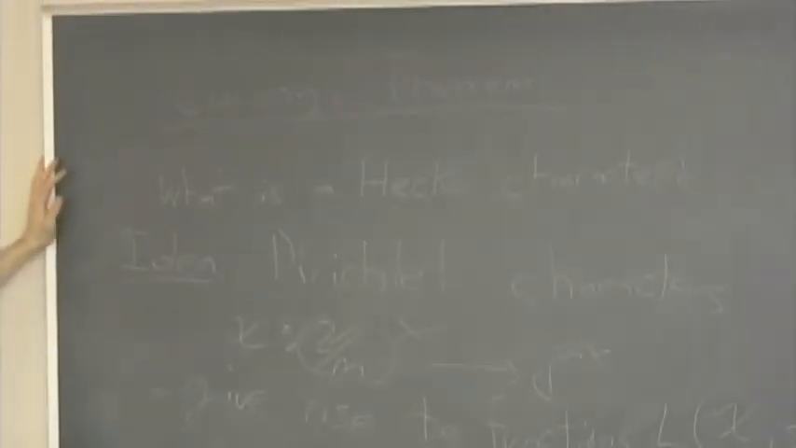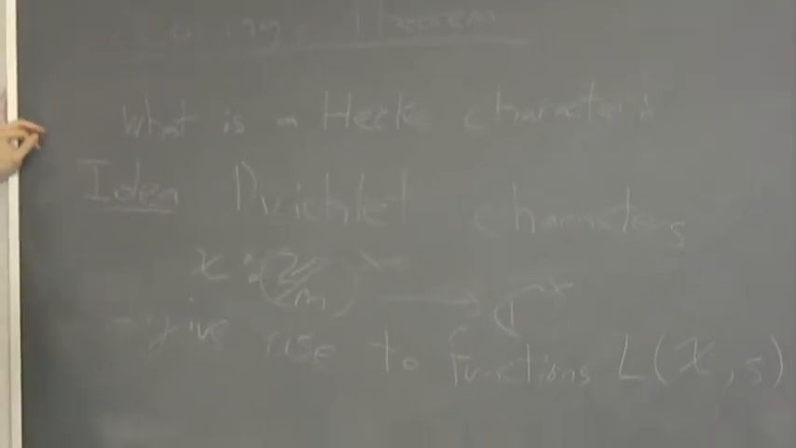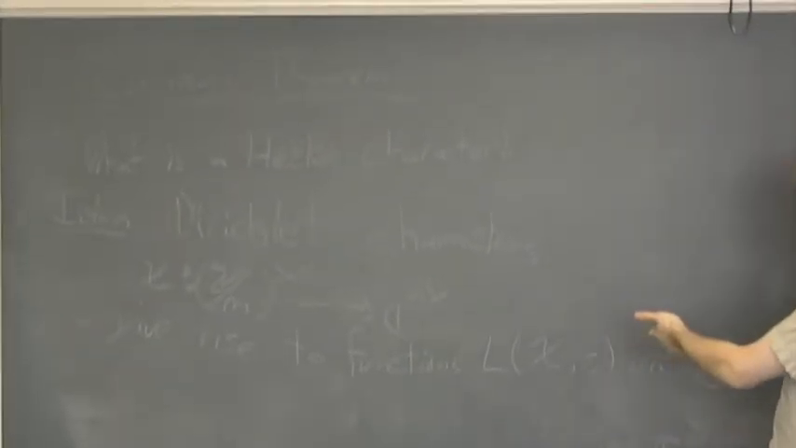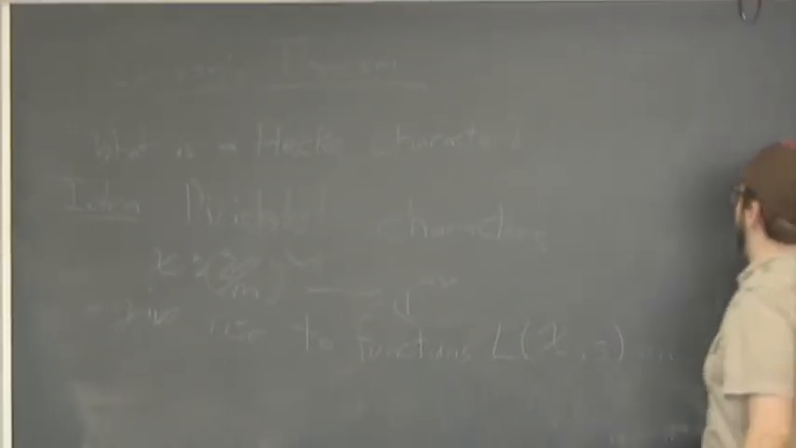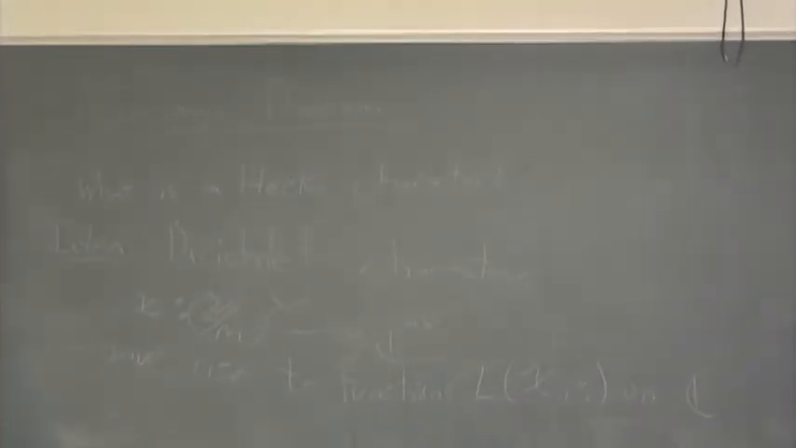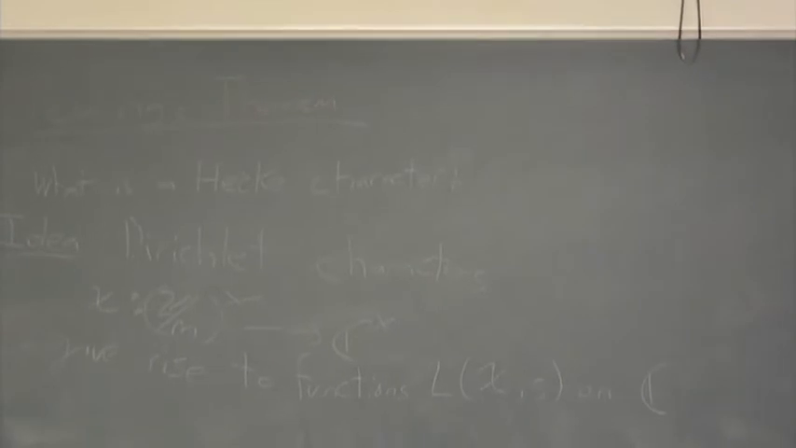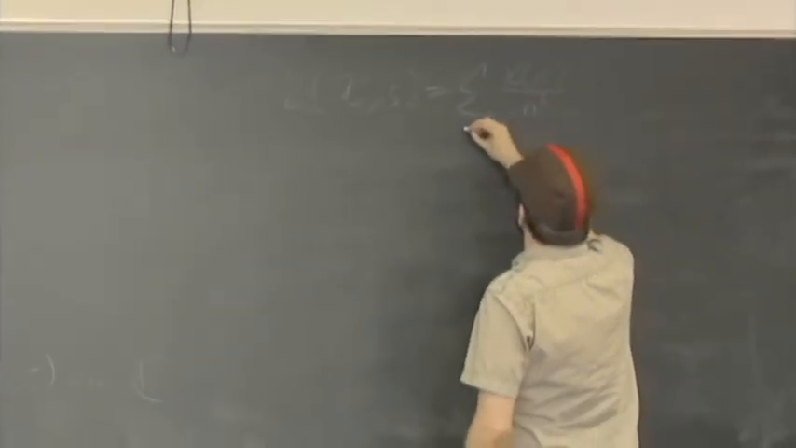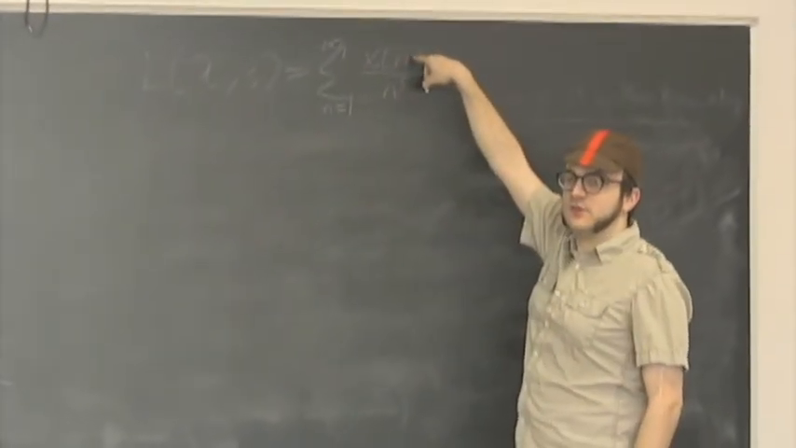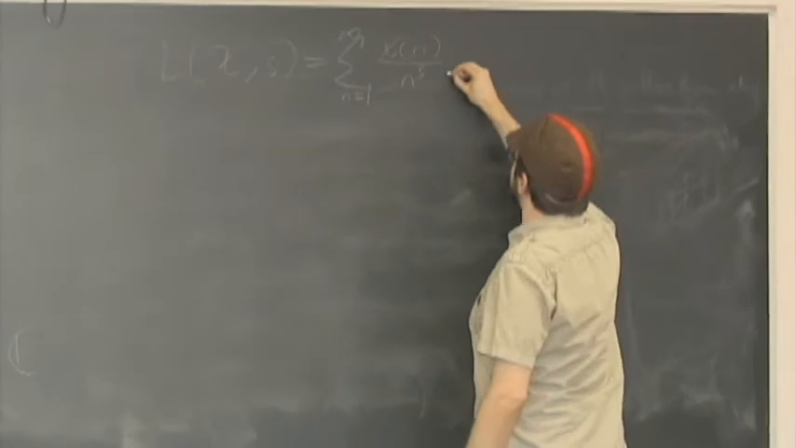L of chi, s. These are just functions on the complex plane. And the important thing about these functions is how do you define them? You define them just like with the Riemann zeta function, but twisted by the character chi, where if n is not prime to m, you just say chi of n equals 0.